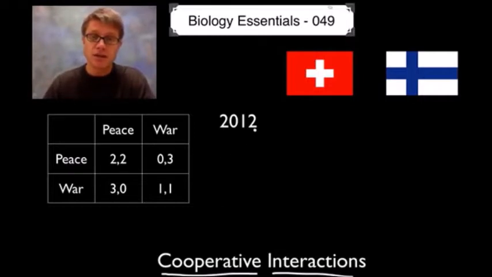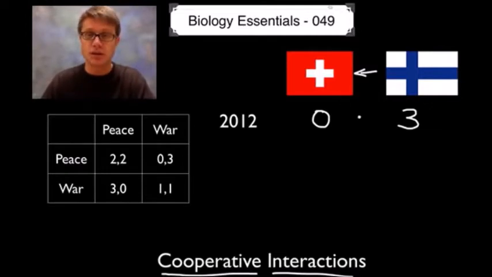So let's say the year is 2012, and the country of Finland decides to invade Switzerland. Now, it's probably not going to happen. They both have these neutrality agreements that they've signed. But let's say that Finland decides in 2012 we're going to go to war with Switzerland. If we look at the payout over here, let's put Finland on this side and Switzerland over here. Finland is going to gain, we'll say, 3 units, and Switzerland is going to gain 0 units from that. So if Finland invades and steals all of the Swiss Army knives in Switzerland, Finland gains from that. Switzerland gets nothing from it.